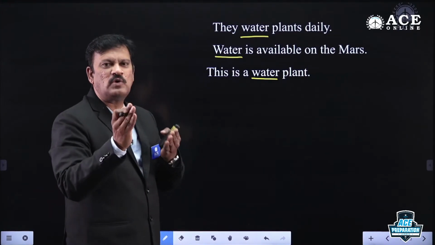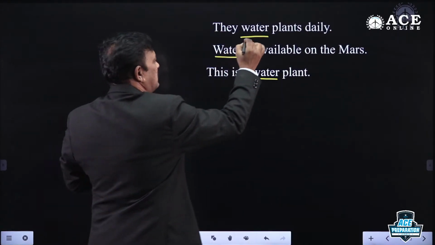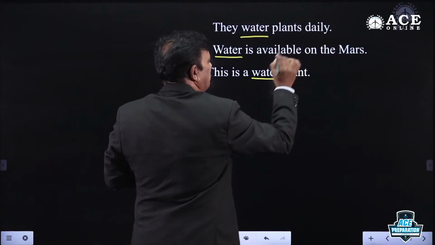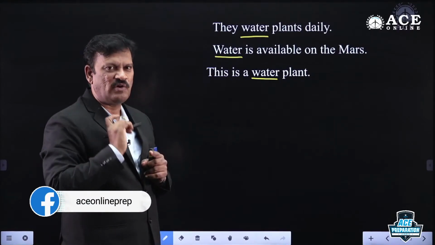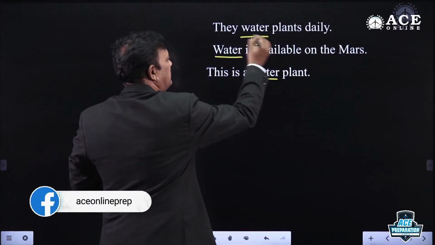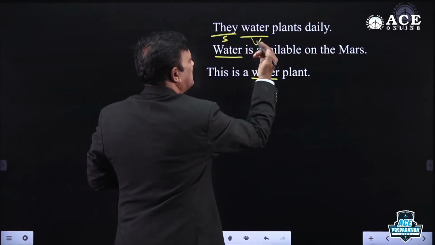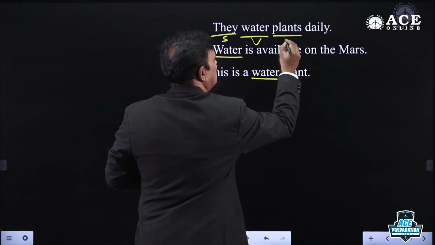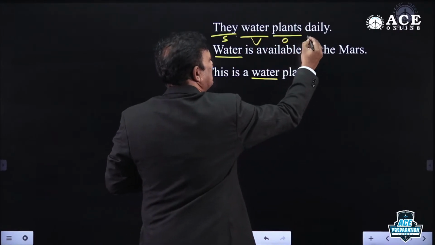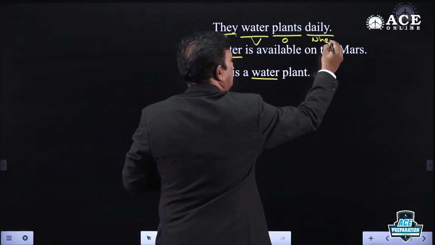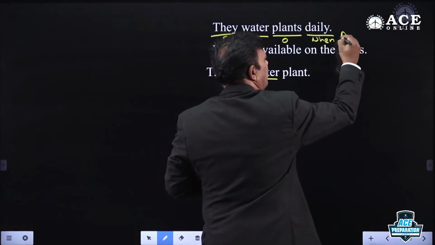So for that, what do I do? Very simple. You break it down into structures. Look at this: They water plants daily. Whenever I ask you to break a sentence into units, always start from the verb. Give respect to our heroine, the verb. Who? They. Water what? Plants, the object. And what is the question here? Water plants when? The moment I know this word is giving the answer for when, I know it is an adverb.